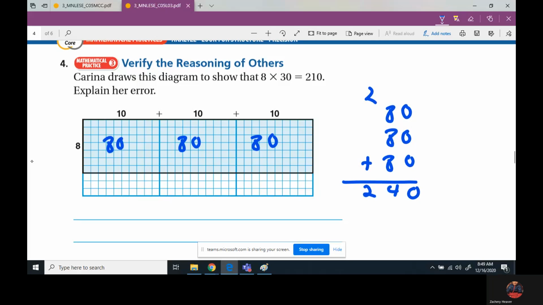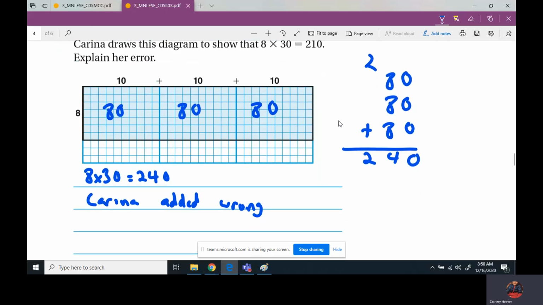Bring it down. So really, she says 8 times 30 is 210, but really, 8 times 30 is 240. So what did she do wrong? She's 30 off, right? So Karina, she actually did 7 times 30. Karina actually did, or let's say Karina added wrong. Oops. Karina added wrong. That's what she did wrong. She didn't add correctly, because 8 times 10 is 80. And if she did 80 straight across, she would have got 240. But she got 210, which means she kind of added wrong. She also could have multiplied wrong. But for the sake of this, let's say she added wrong.